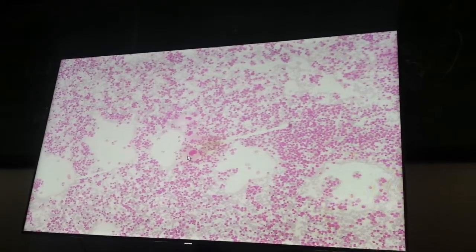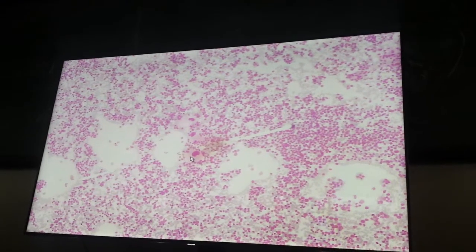So mega refers to huge or large. That is why it is called a megakaryocyte.